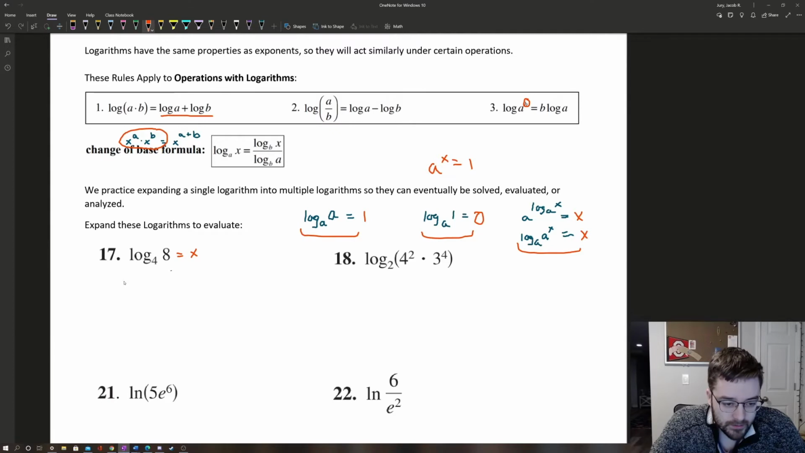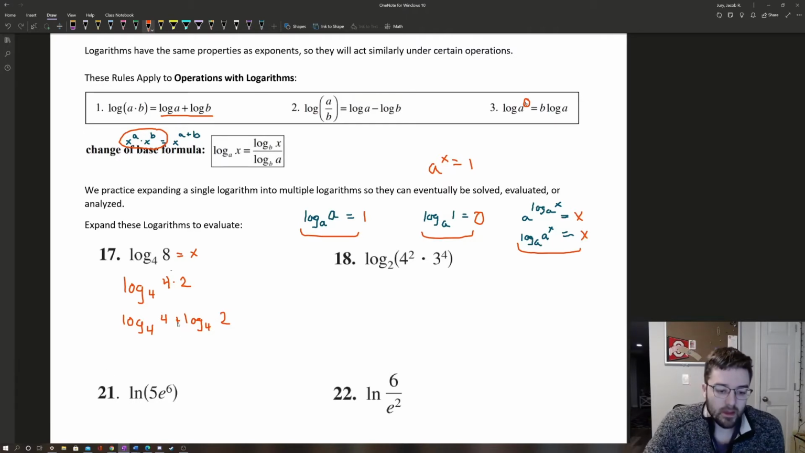So first thing we're going to do is take 8, and we're going to make it 4 times 2. And from there, I can expand multiplication inside the argument to addition between the logarithms. So we're just practicing with these rules. And so that makes sense. Everything we've done is valid.